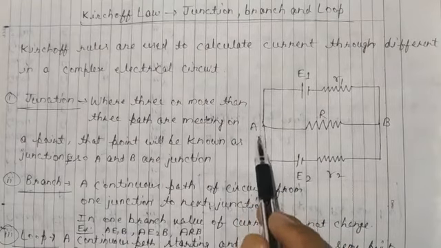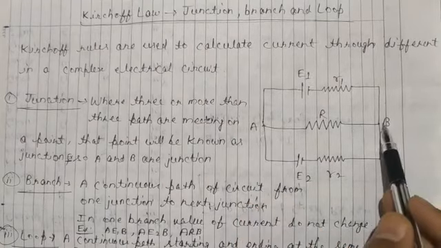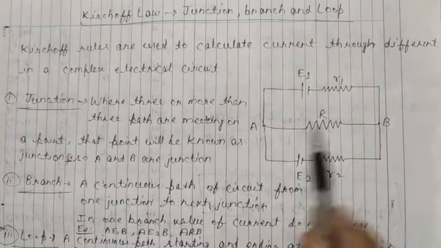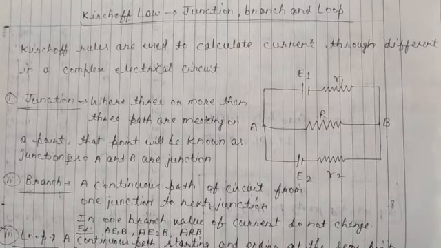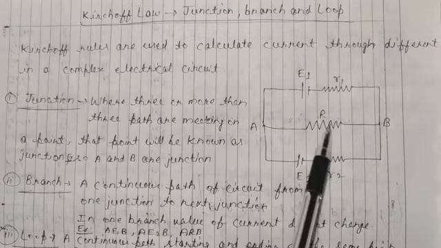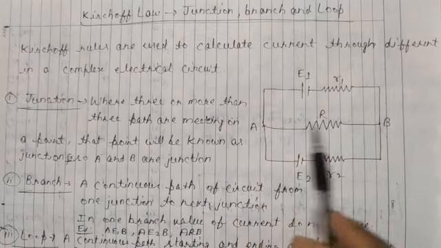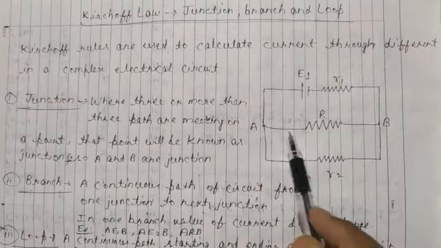So A and B are junctions. Now how many junctions are there? There are only 2 junctions, A and B.